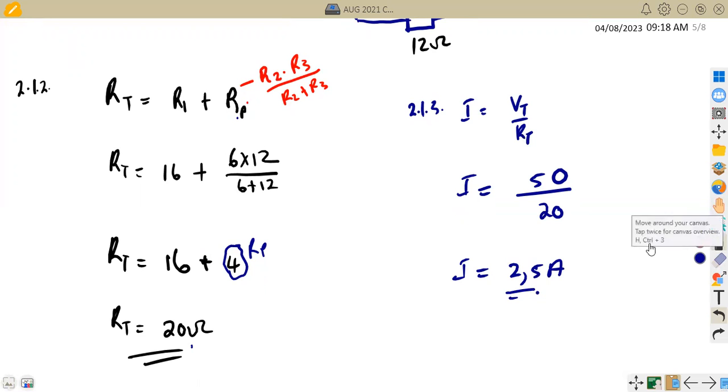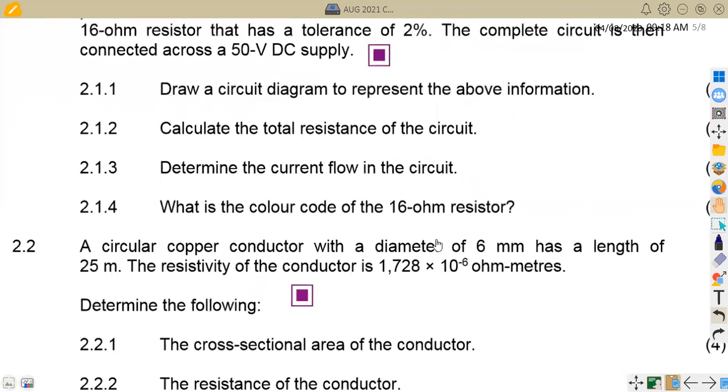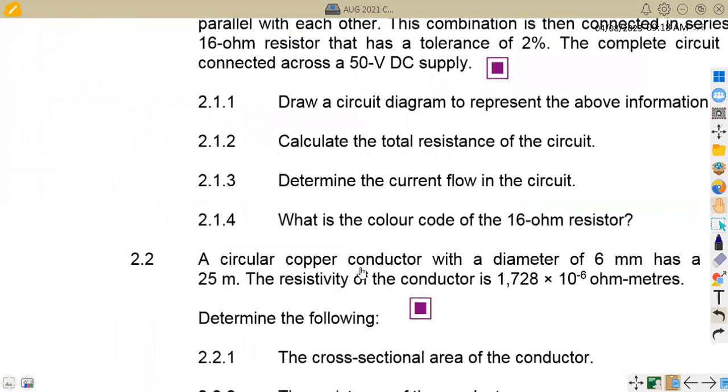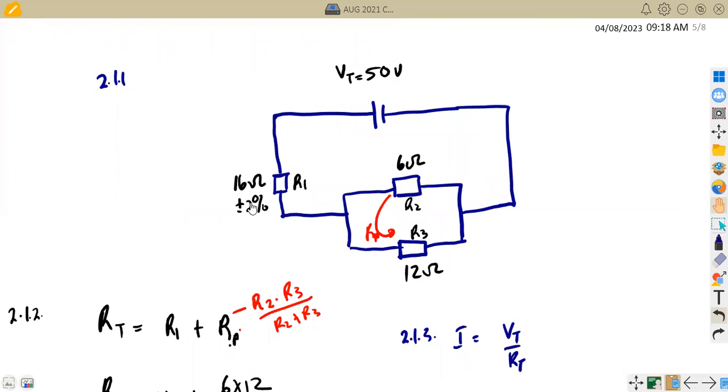Then, what is the color code of the 16 ohm resistor? That is 2.14, for 4 marks. The 16 ohm resistor is the one we mentioned before, where we are given that it's 16 ohms with a tolerance of 2%. So it's a resistor of 16 ohms with a tolerance of 2%. Remember that the first digit we have is a 1, and 1 corresponds to the first digit.